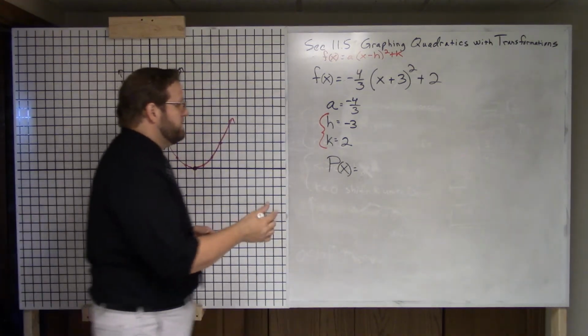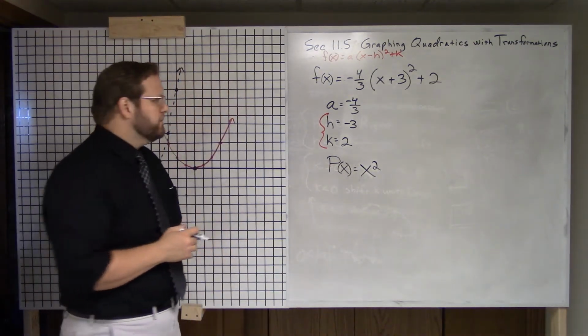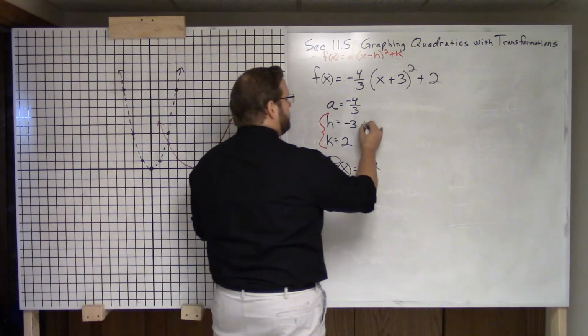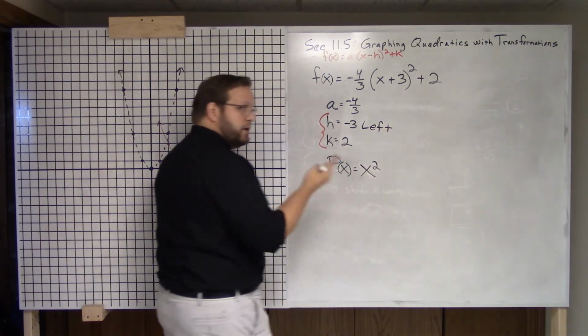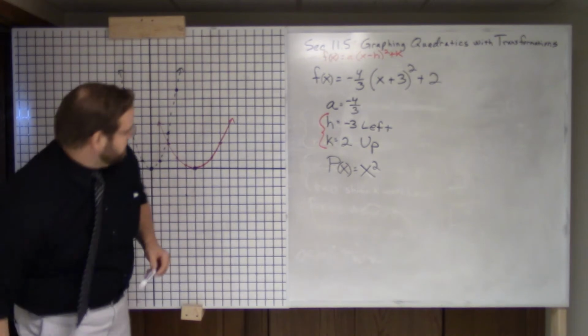Okay? P of x is always x squared. Let's do the h and k first. H goes left and right. Since it's negative, we're going left. K goes up and down. Since it's positive, we're going up. Okay, let me clear this off.